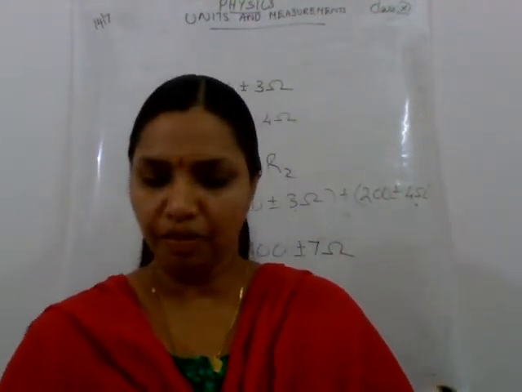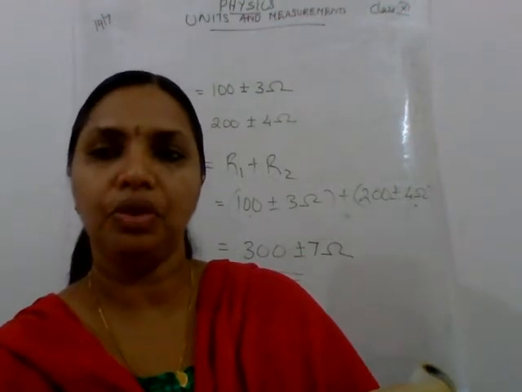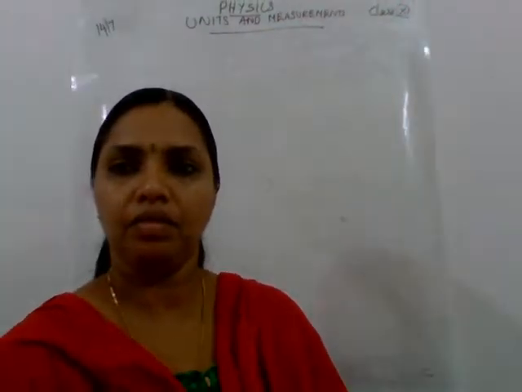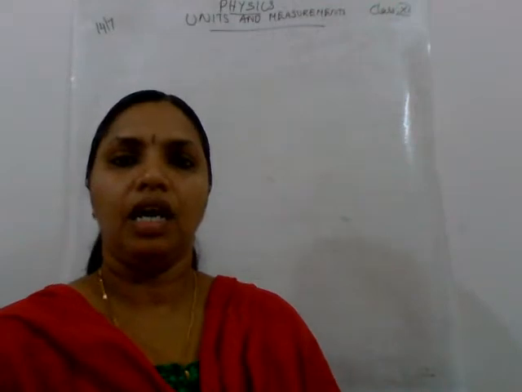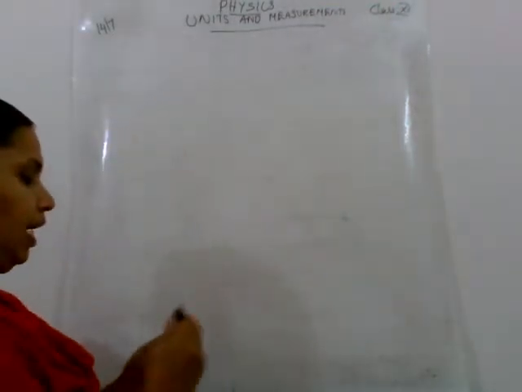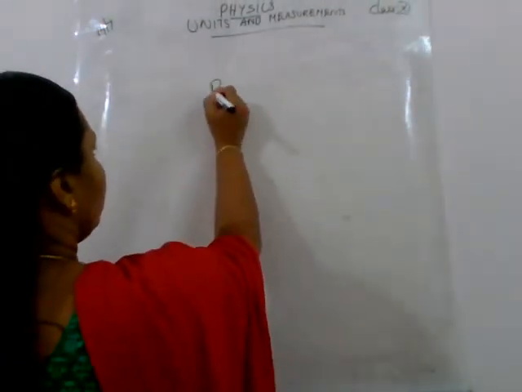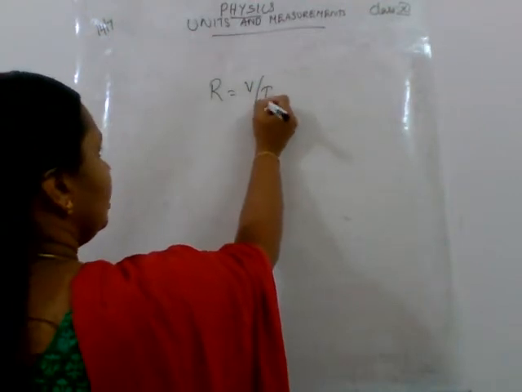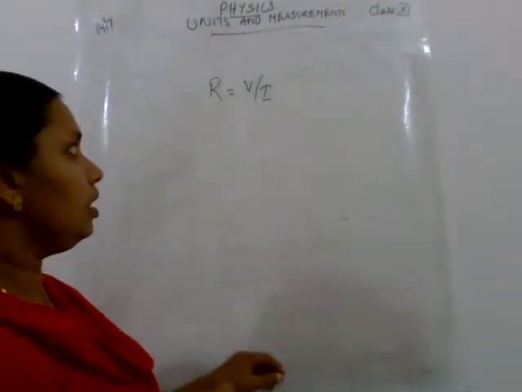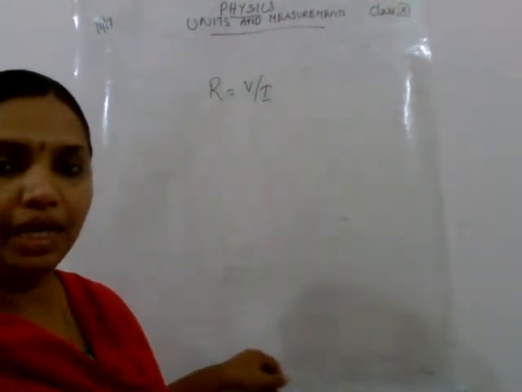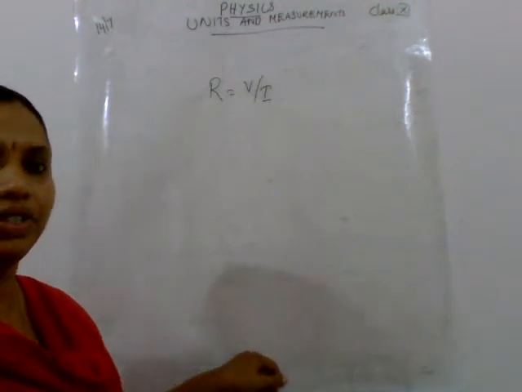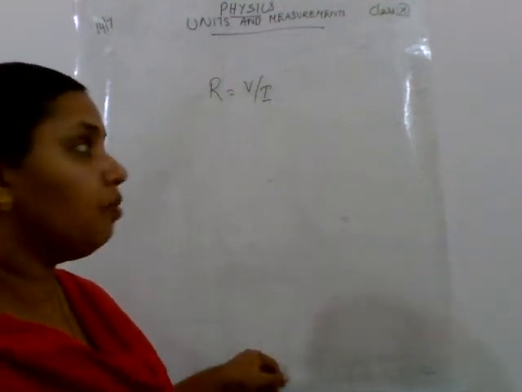Okay. So how will you find out? Here R is equal to V by I. It is the quotient. Isn't it? R is equal to V by I. Division. And in division, what is it?